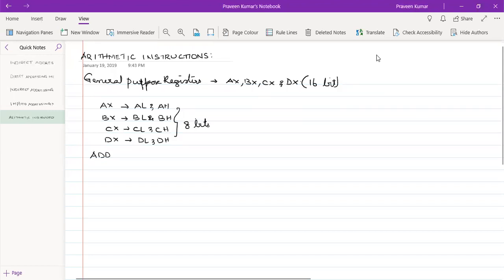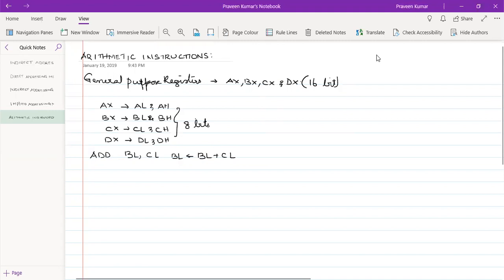So, add BL, comma, CL. If I say the instruction, then what does this instruction give us? It will add BL plus CL, the data available in the BL register and CL register, and places this data in the BL register. So the destination register will always be the first register in the instruction.